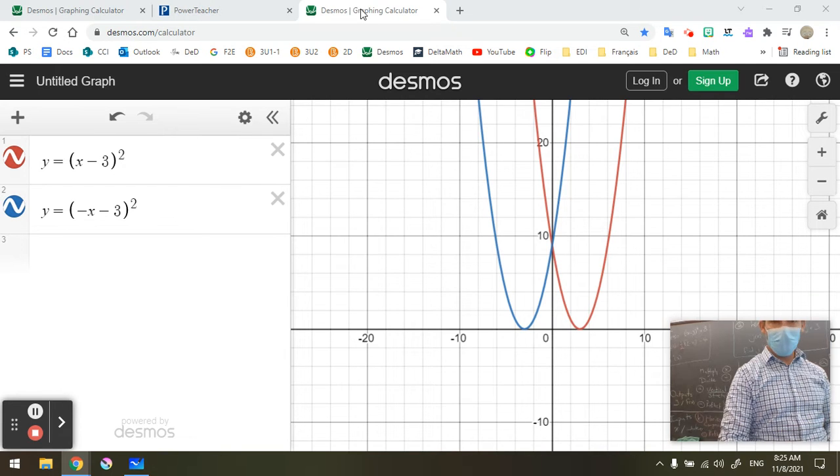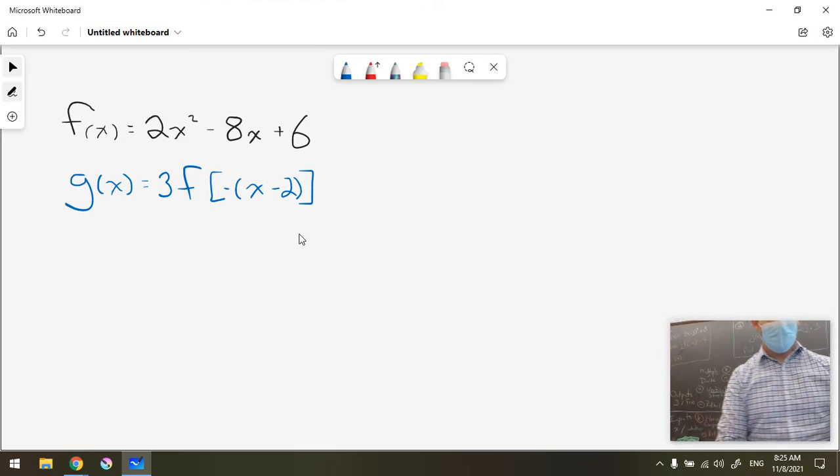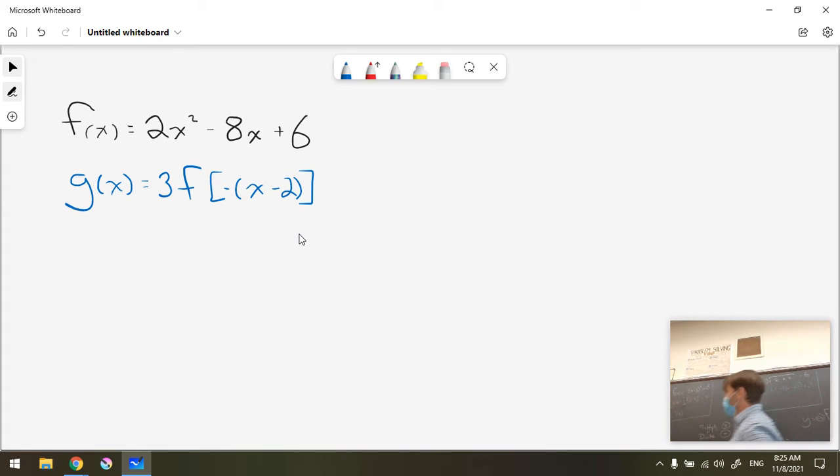Now, when I'm applying a series of transformations to a function, I want to apply these transformations in the right order. So these are some questions that you'll work on in just a moment after I do an example with you. Let's have this function. f of x is equal to 2x squared minus 8x plus 6. And I want to have a transformed version of f of x that involves a vertical stretch of 3, a reflection in the y-axis with a negative k, and then a translation 2 units to the right.